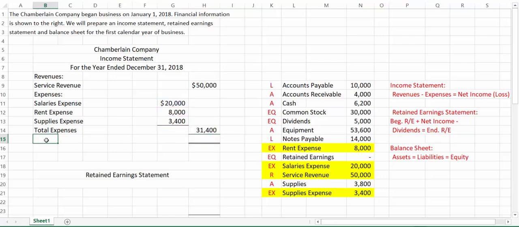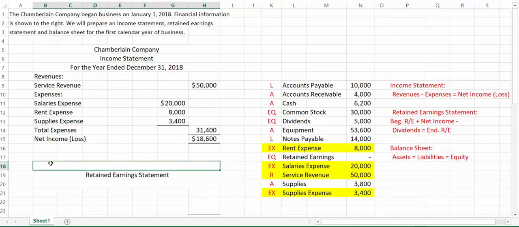And then remember, revenues minus expenses equals net income. So you see, I put these over to the left, so this way it's very easy for a reader to see revenues minus expenses equals net income. And then we'll put loss in parentheses. But in this case, we do have net income. We have revenues minus our expenses. Okay, so there we are with our income statement. Everything's all in order, and we have $18,600 in net income.